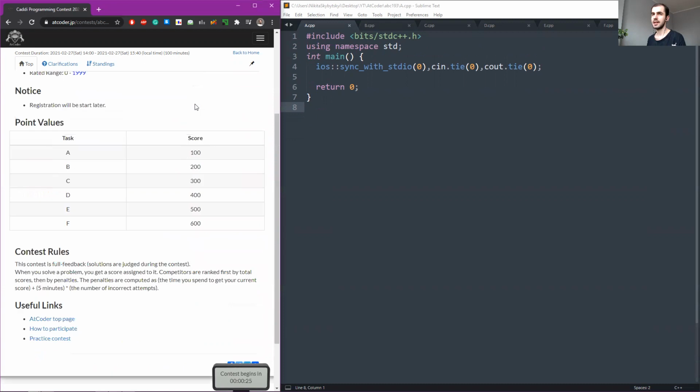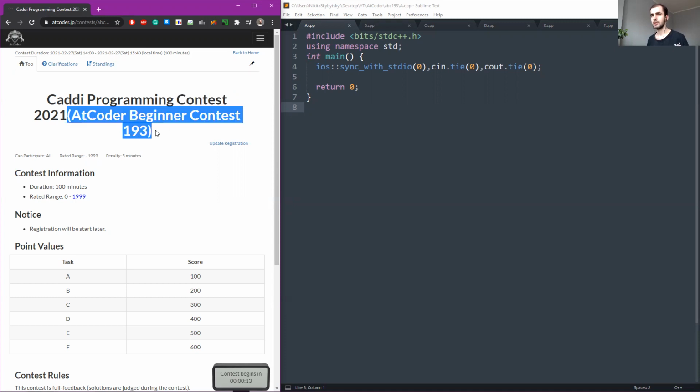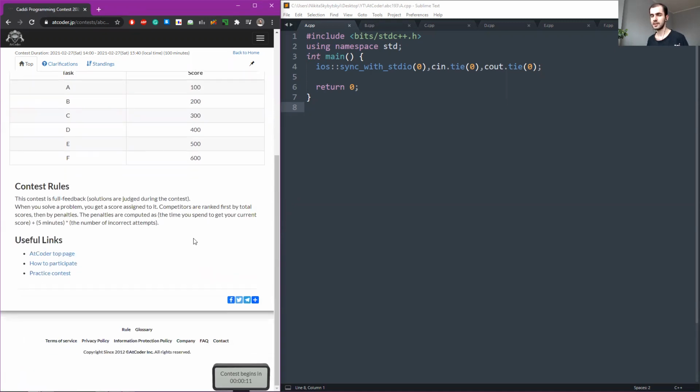I noticed that the setters are almost the same as the last time, which I kind of like. Let's wait and see how it goes, because you never can be 100% sure. But hopefully everything will be smooth today.